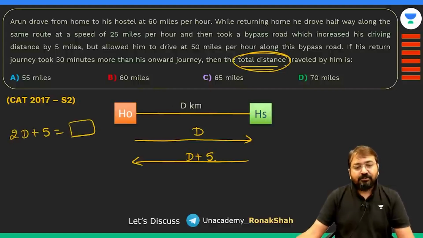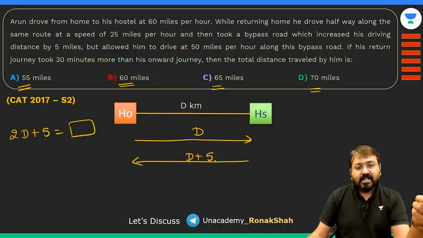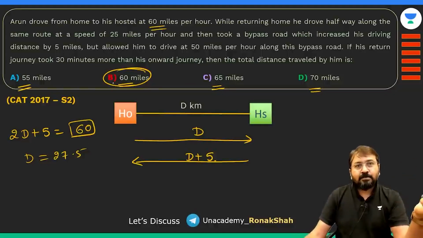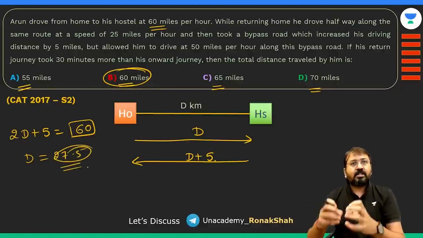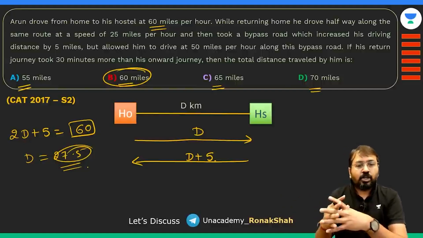Now, if I look at my options, I have two options which are ending with 0, and two options which are ending with 5. It's very easy for you to identify that. For example, if I take an option like 60, if 2d plus 5 is 60, then d will come out to be 27.5. Now, if he travels at 60 miles per hour and then further at 25 miles per hour and then 50 miles per hour, this distance will definitely produce times in pretty different fractions, and that will not gel with each other.